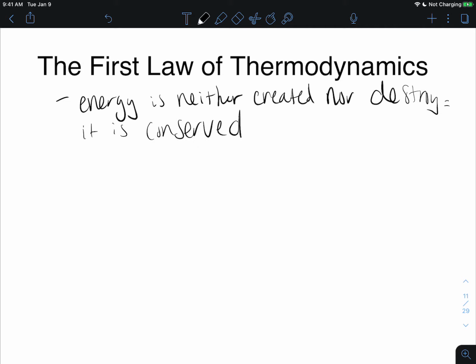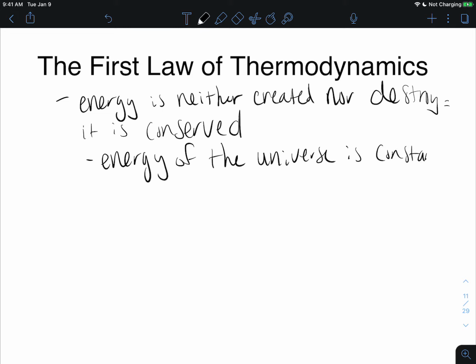And specifically, we're talking about during a chemical reaction, right? Nuclear reactions have their own set of rules because we're transmutating from one substance to another. So I would say that the energy of the universe is constant. Or again, if we're thinking in terms of nuclear reactions, the energy and mass are constant.